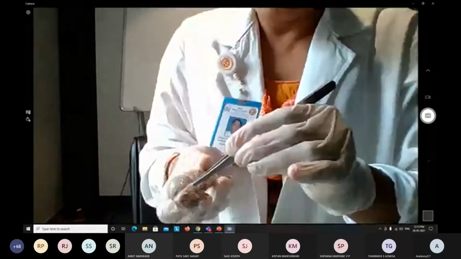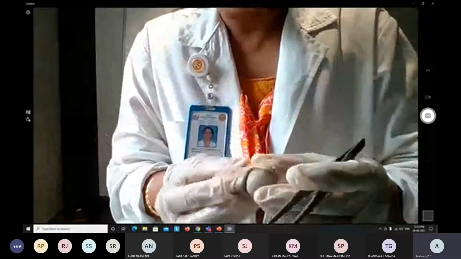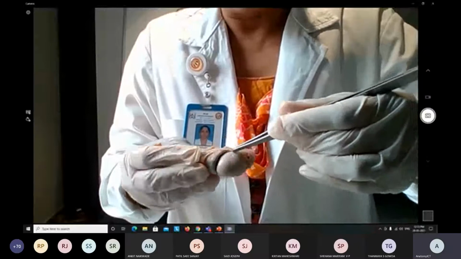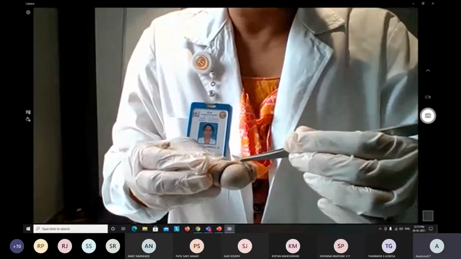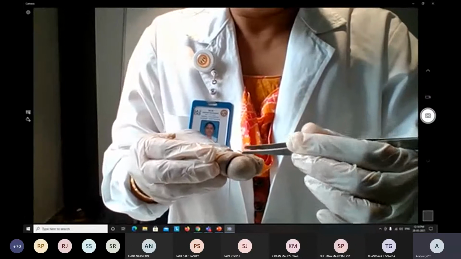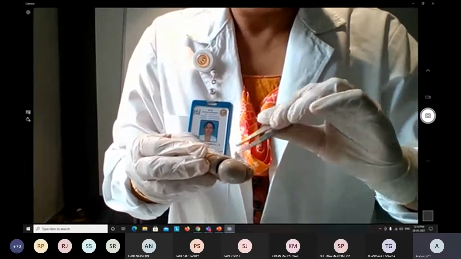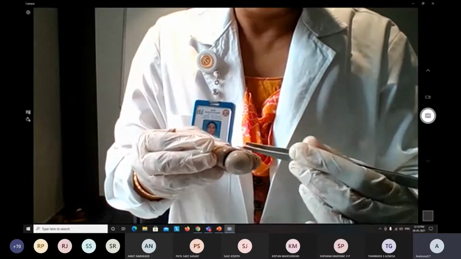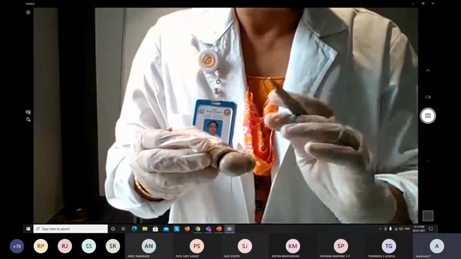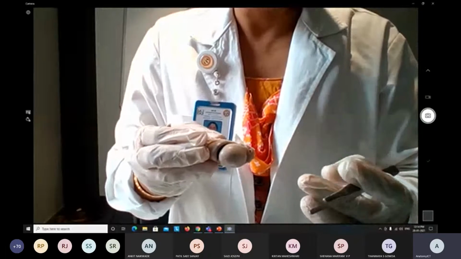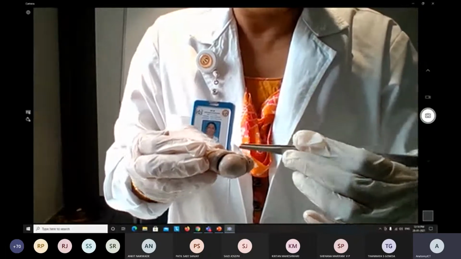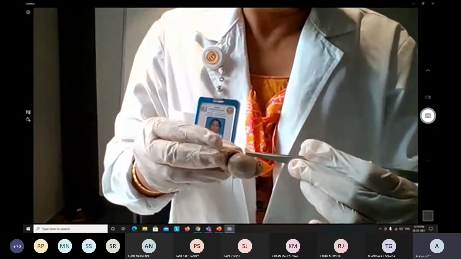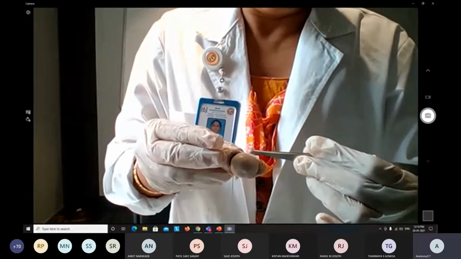Can you see this one here? This is the tunica vaginalis. Even in the tunica vaginalis, there are two layers, the parietal layer and a visceral layer. Only the visceral layer belongs to the intrinsic covering. Clear? Whereas the parietal layer will also cover the scrotum, so it becomes an extrinsic covering. So here, this is the visceral layer of the tunica vaginalis.